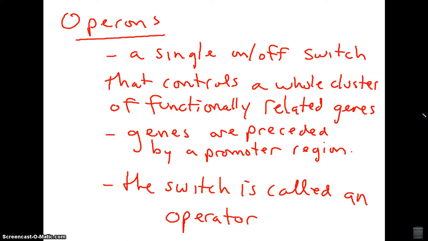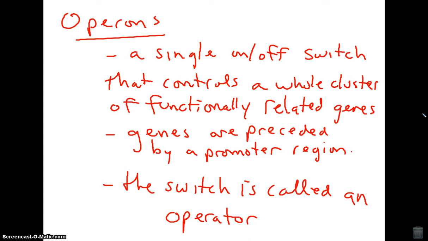Hello and welcome to the final installment of the bacteria unit, and today we're going to talk about some genetic switches. They're called operons that function in the bacterial genome, and what they are is a single on-off switch that controls a whole cluster of functionally related genes.